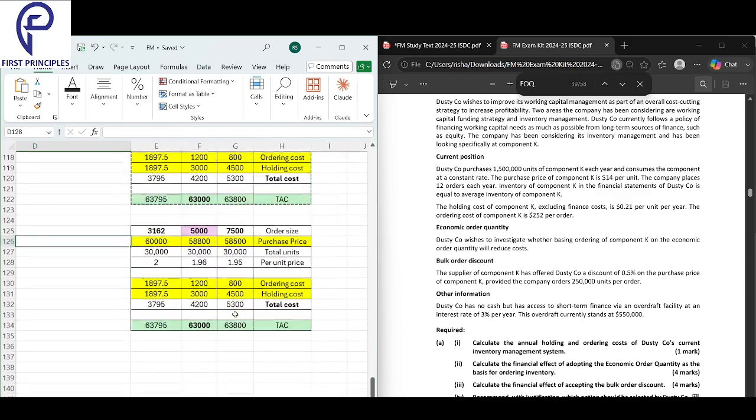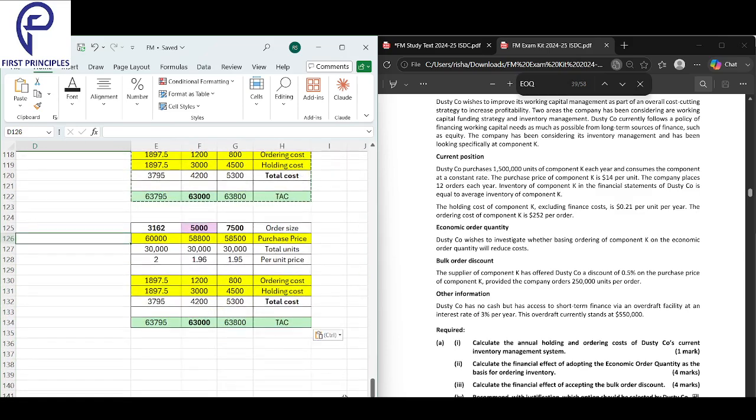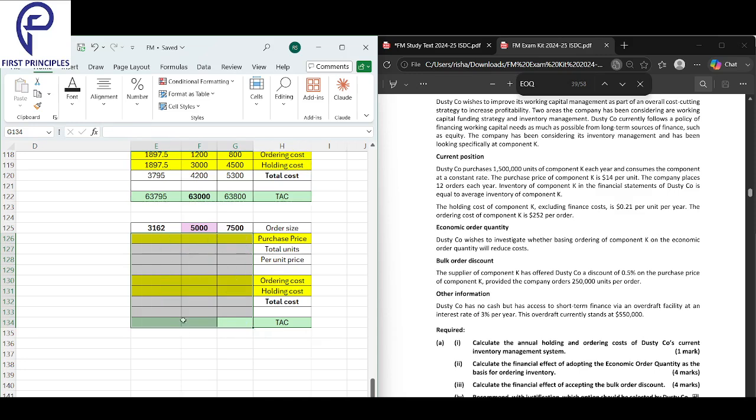Okay, looking into this now, guys. What's happening here is the total order quantities. So, first, what we'll do is we'll delete all the data here. That's the first thing that we'll do. And let's do this sum. So, we have the bulk discount. First of all, at what quantity do we have a bulk discount?